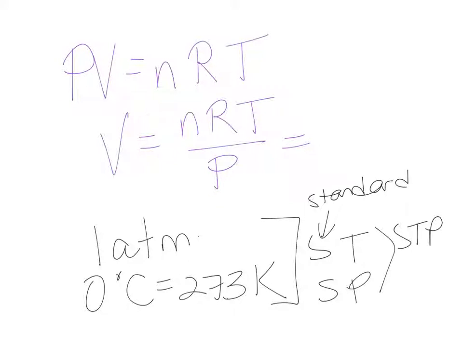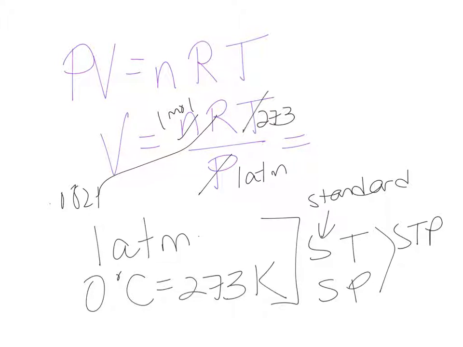And when we plugged these amounts into our ideal gas law for just 1 mole of gas, all I've done is manipulate the ideal gas law to solve for volume. So I divided both sides by pressure. Now if we put in these standard temperature and pressure amounts, and we have 1 mole, and R is 0.0821 liters atmospheres over moles Kelvin, then our volume ended up being equal to 22.4 liters.